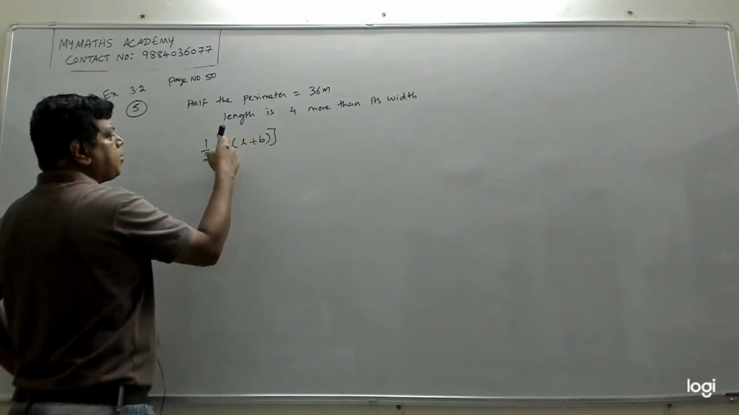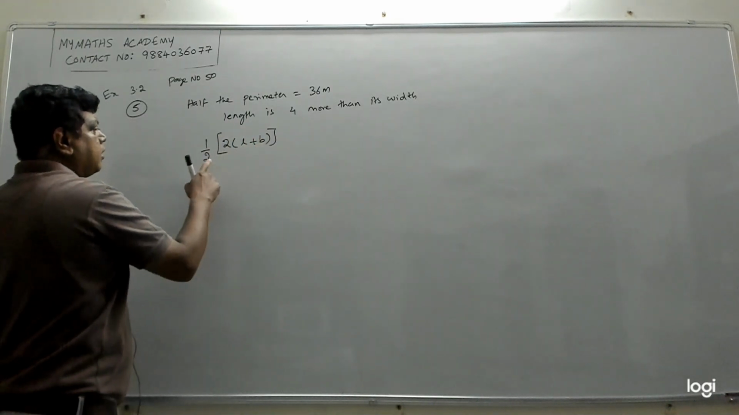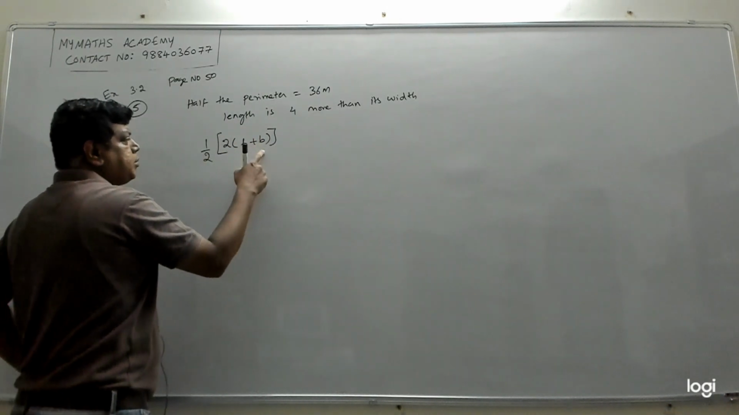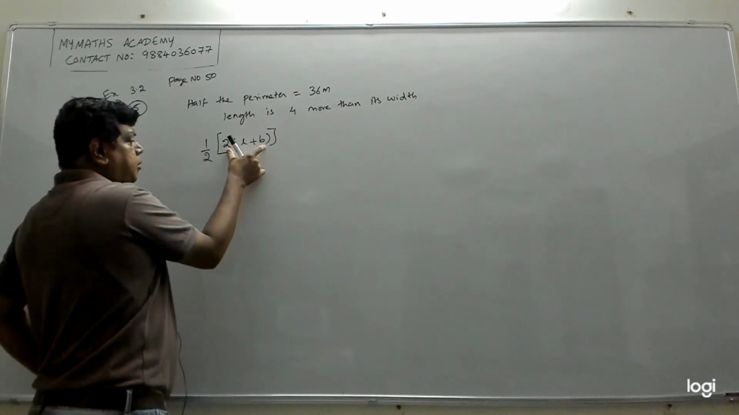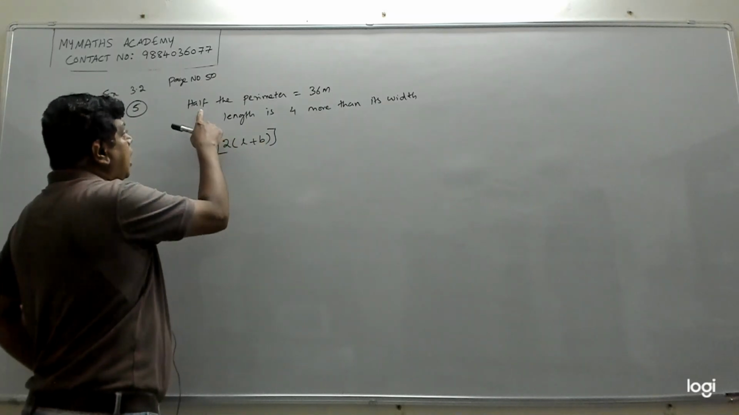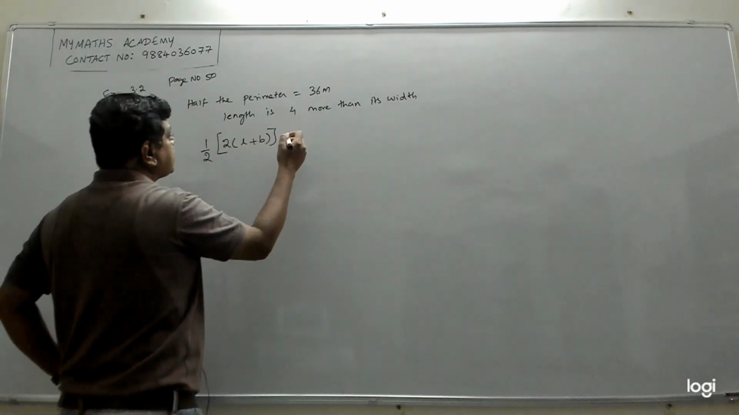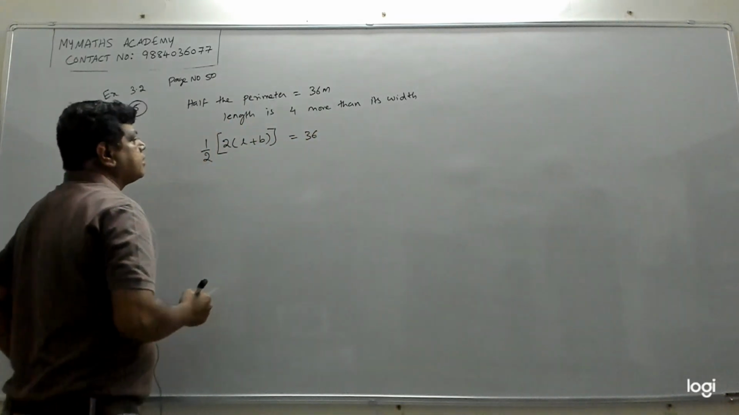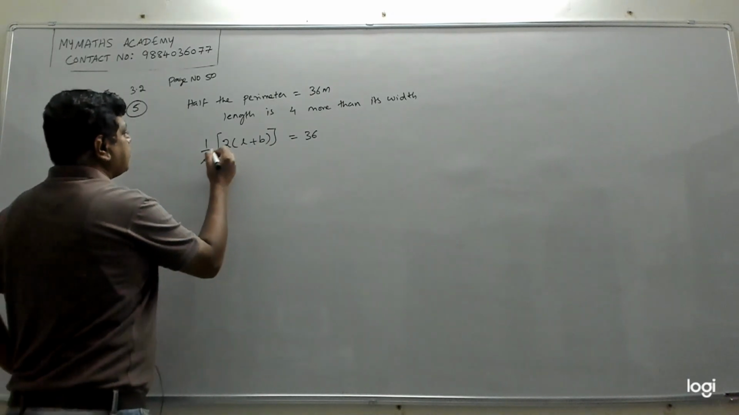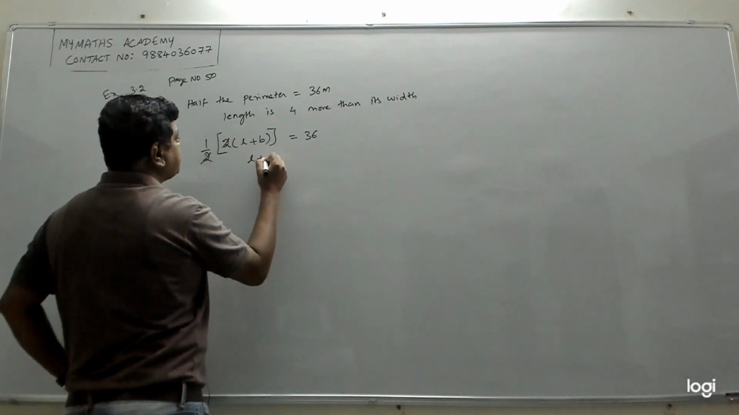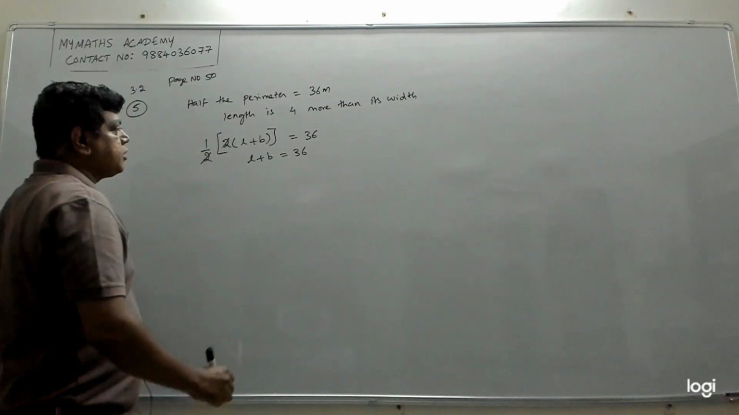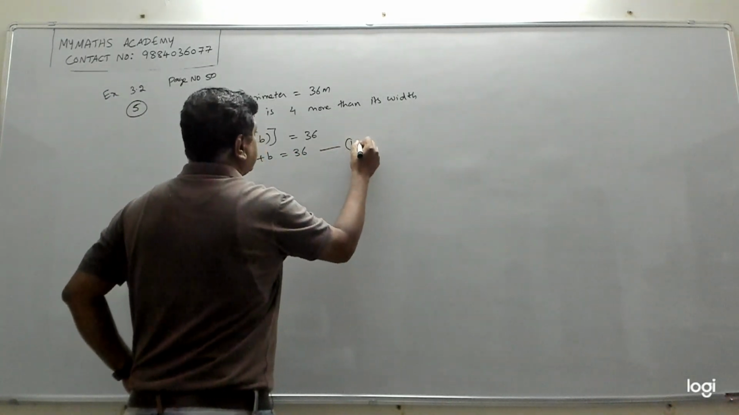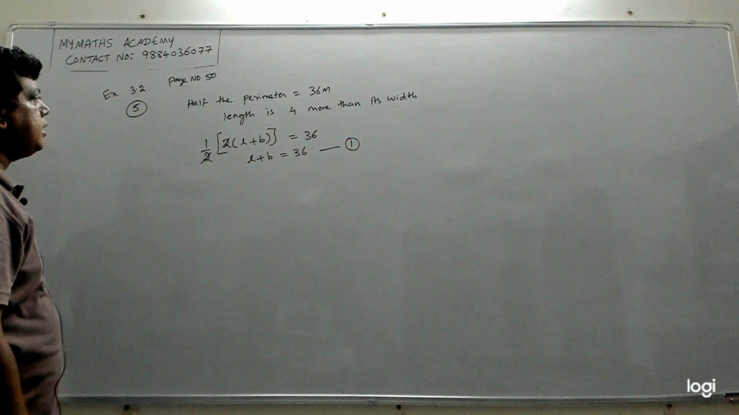half of 2 into L plus B. 2 into L plus B is the formula for the perimeter of the rectangle. Perimeter of the rectangle we find using this formula. This is half of the perimeter, which means 1 by 2 of this is 36. So my 2 will get cancelled, and I'll get L plus B equal to 36. So this is your first equation, where L is the length of the rectangle and B is the breadth.